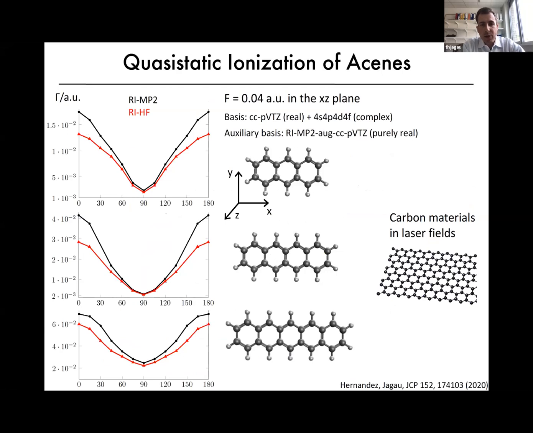Now, some application to a number of acenes. So we go here from anthracene to tetracene and pentacene and look at the ionization rates as a function of this extension. So the field strength is always the same, and the laser is always in this XZ plane. So 90 would be perpendicular to the molecule. And you see it's always hardest to ionize if you hit it perpendicular to this molecular plane. But you also see how it changes if the molecule becomes more extended. See the ionization rate goes always up. And you also see the impact of correlation has a tendency to go down a bit.